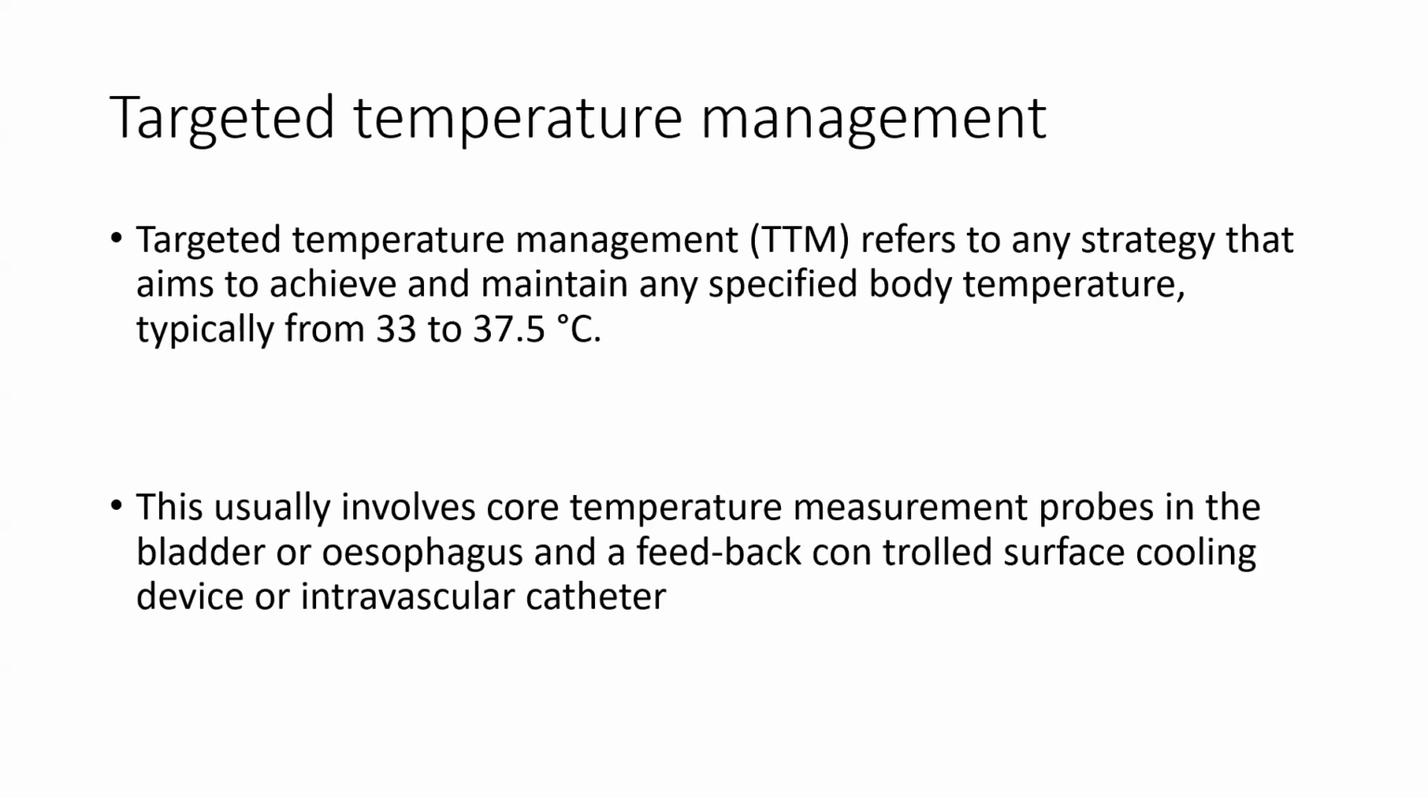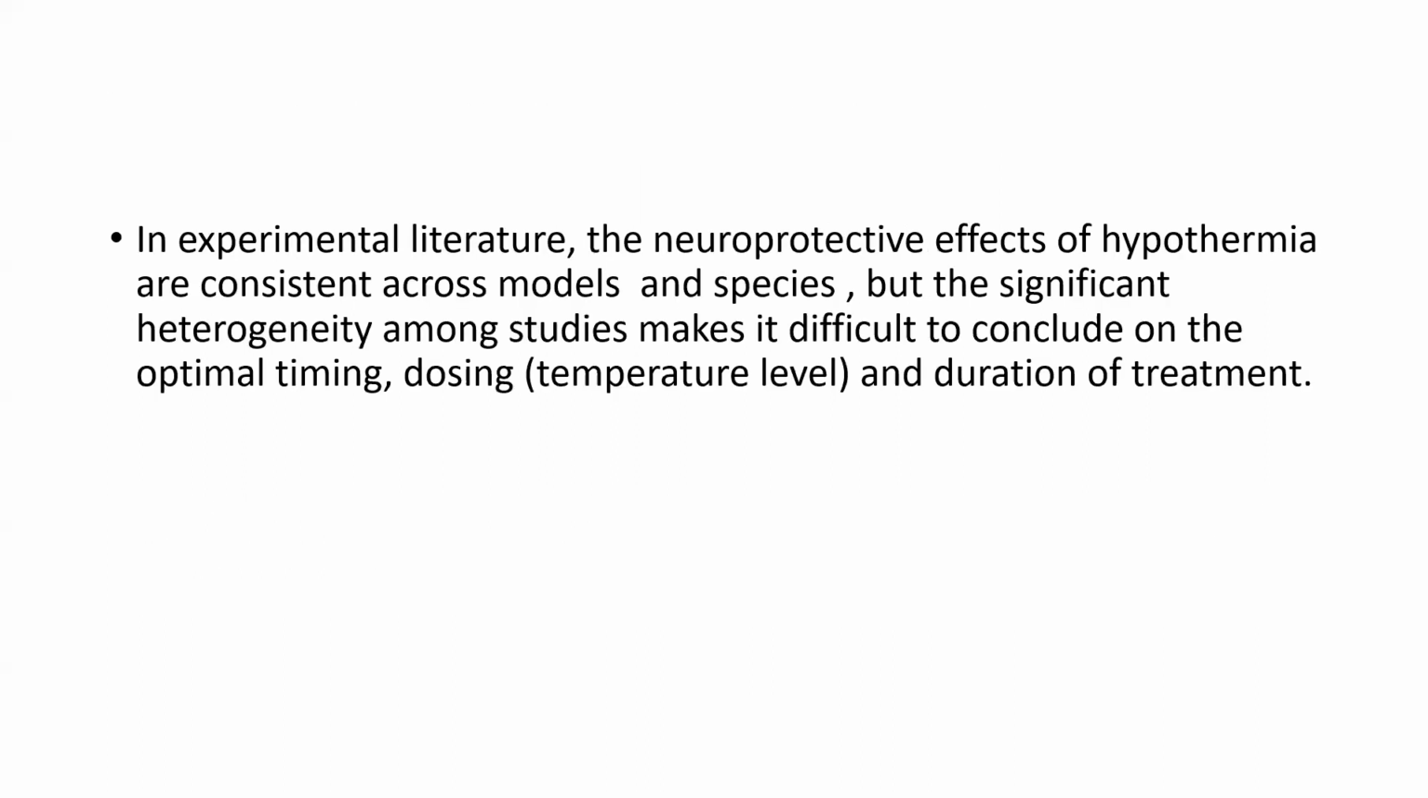Now the next is targeted temperature management. Targeted temperature management refers to any strategy that aims to achieve and maintain any specified body temperature ranging from 33 to 37 degrees Celsius. This usually involves a core temperature measurement probe in the bladder or esophagus and feedback-controlled surface cooling devices or intravascular catheters. In experimental literature, the neuroprotective effects of hypothermia are consistent across models and species, but the significant heterogeneity among studies makes it difficult to conclude on the optimal timing, dosing, and duration of the treatment.